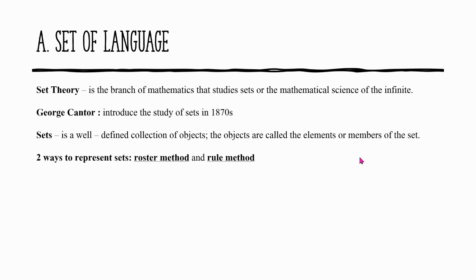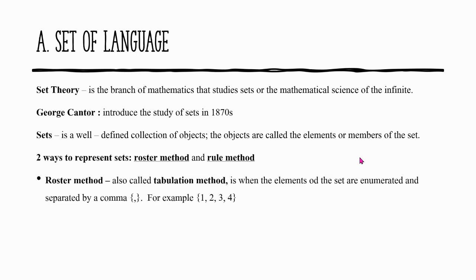There are two ways to represent this. First is the roster method, and second is the rule method. The roster method is also known as the tabulation method. This is where the elements of the set are enumerated and separated by commas inside brackets. For example, we have open bracket 1, 2, 3, 4, which is separated by commas.